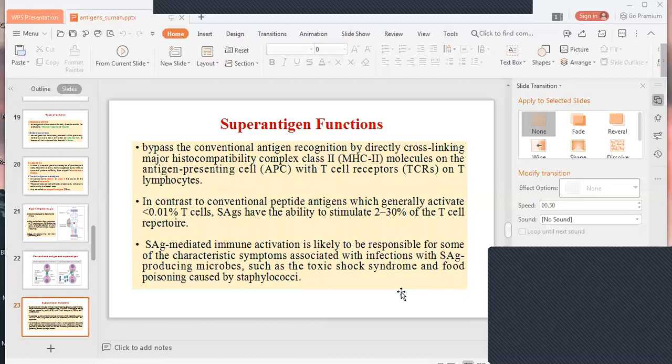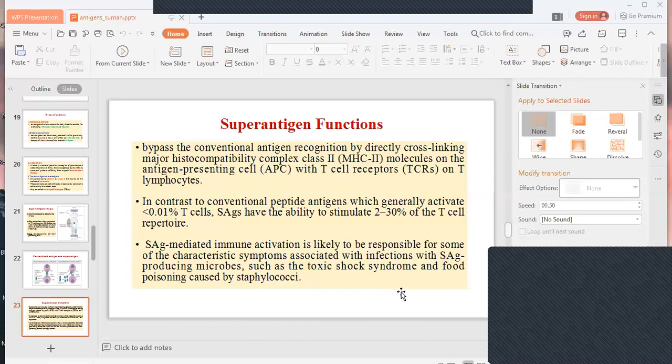So if you want to contrast with the conventional peptide antigen, you will see that the conventional peptide antigen generally activates less than 0.01% of T cells, whereas superantigens activate T cells at nearly 2 to 30%. So superantigen mediated immune activation is likely to be responsible for some of the characteristic symptoms associated with infection with superantigen producing microbes.